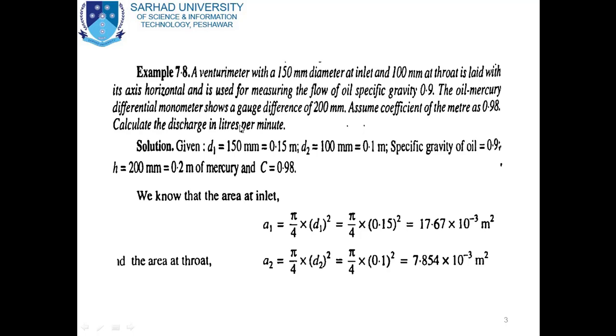In the given data we have diameter D1, which is the diameter of the pipe, the diameter of the Venturi meter at the inlet, which is equal to 150 mm. Divide 150 by 1000 to convert mm into meter, so we will get D1 is equal to 0.15 meter. Similarly, D2 is equal to 100 mm, which is equal to 0.1 meter. That is the diameter at the throat.